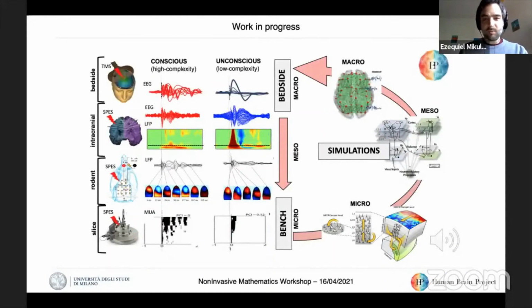Under the framework of the Human Brain Project, we are creating a multi-scale platform of analysis, in which we combine the TMS that I already showed and the intracranial data that I've already shown. And we also use rodent data. This is done by Alessandro Arena at Oslo, where he shows a very similar thing, a complex response during consciousness and not so complex during unconsciousness. We are also doing slices with Mavi Sanchez Vives in Barcelona. And we are combining all this with simulations at the whole 3 levels to complete the full circle. And all this data will be available at the end of this project.